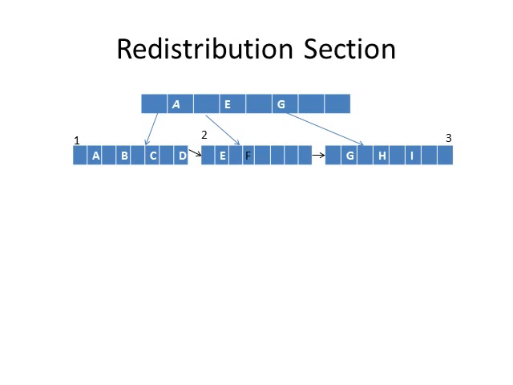This explains the redistribution section. Again we consider the B plus tree where A is again the invisible element. Now in case we need to delete F, the redistribution of node 2 and 3 is done as follows.